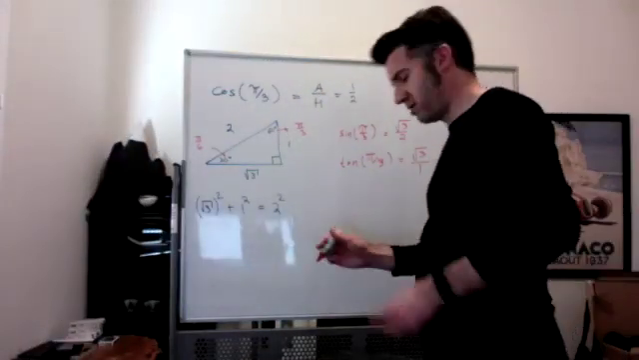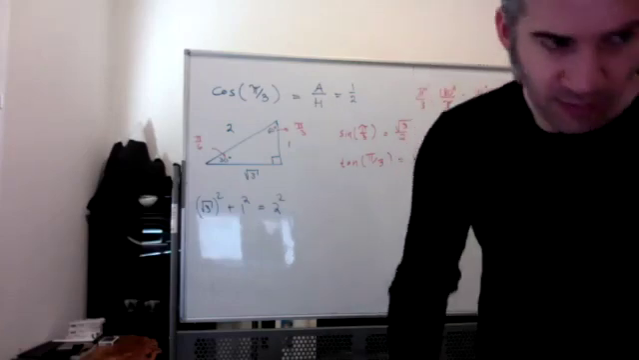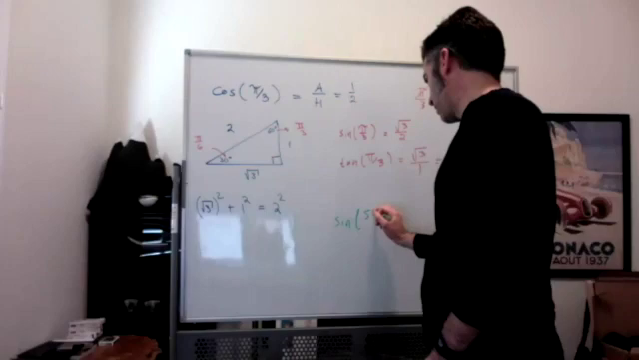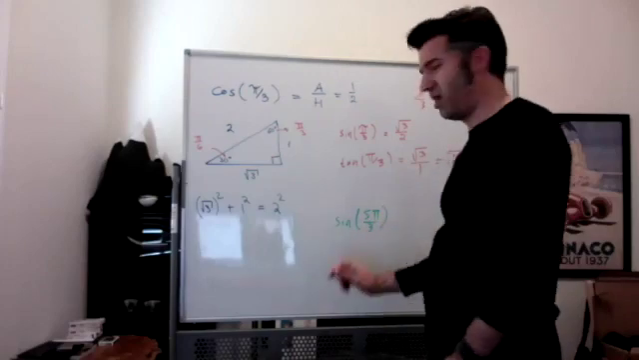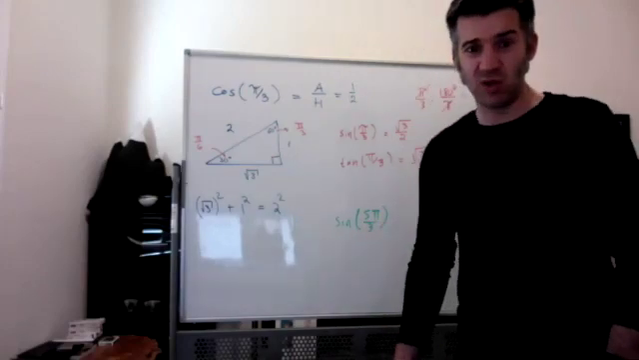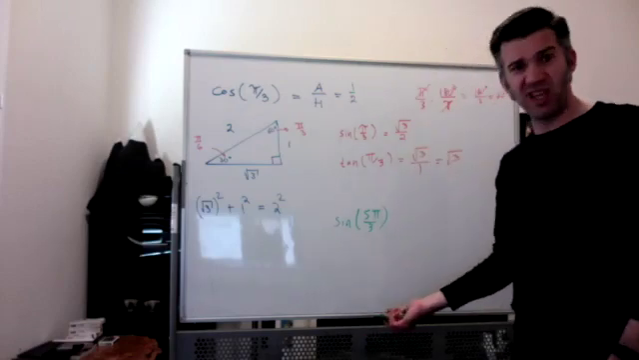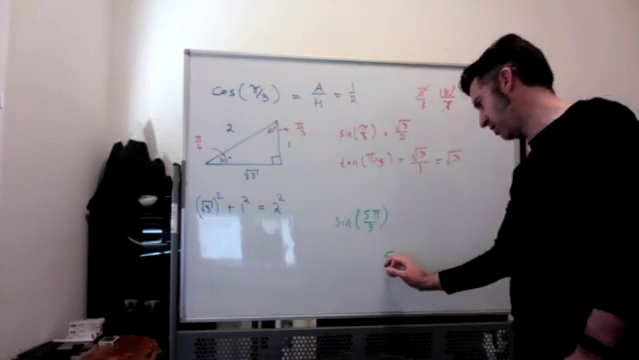If I want to find, let's write it in green here, I want to find sine or cosine of 5 pi over 3. Well, the problem with 5 pi over 3 is the angle is too large to be in a right triangle. Right, 5 pi over 3 is like 300 degrees. I think that's right. Let's check.